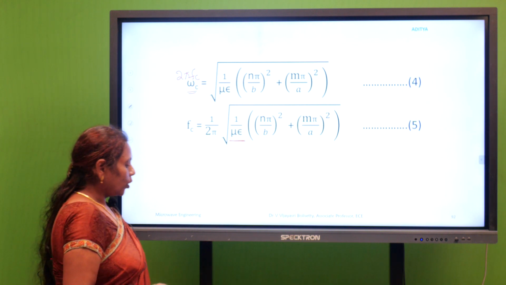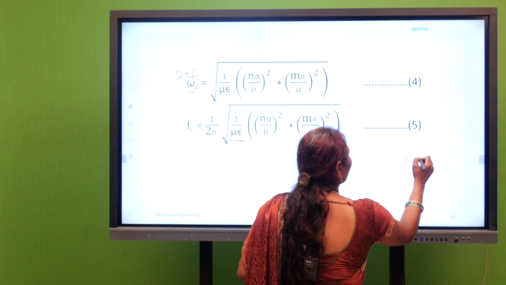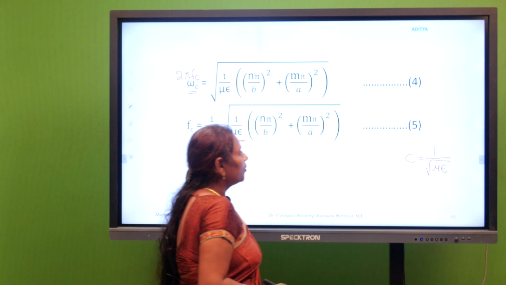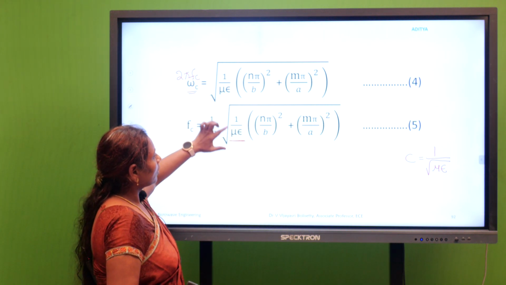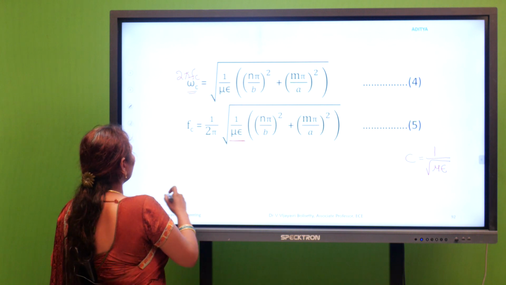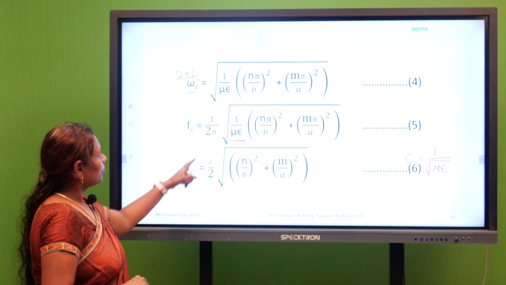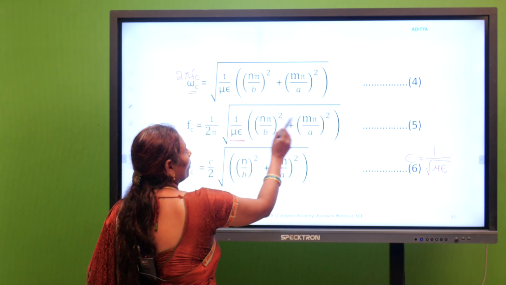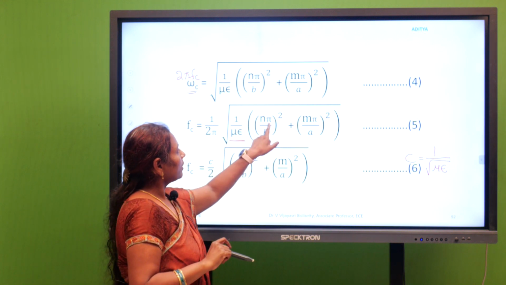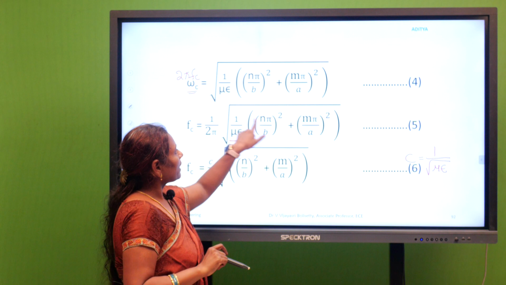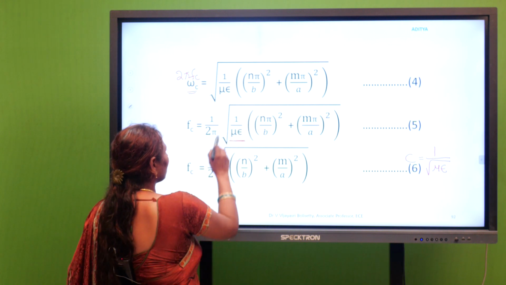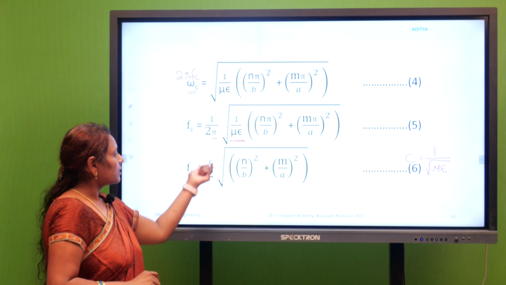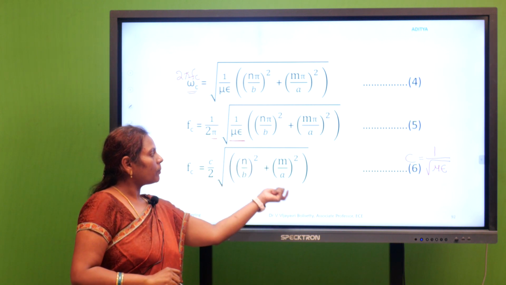So we already know that c, the velocity of light, is equal to 1 by root mu epsilon. So here we have this 1 by root mu epsilon, which is nothing but equal to c. So simply we can write fc is equal to c by, and in this we have the pi term common. If you take this pi as common in the square root, you will get root pi square. Root of pi square can be written as pi, and that pi will get cancelled with this pi, and so simply we are going to get c by 2 root of n by b whole square plus m by a whole square.